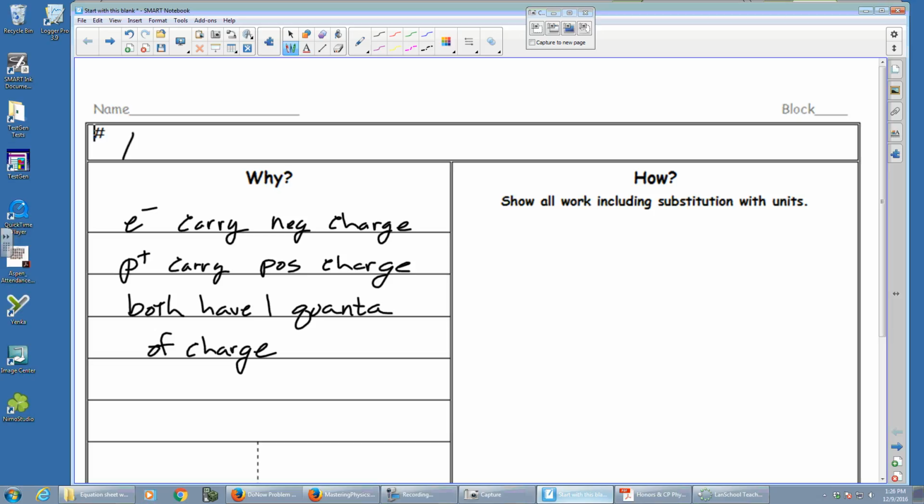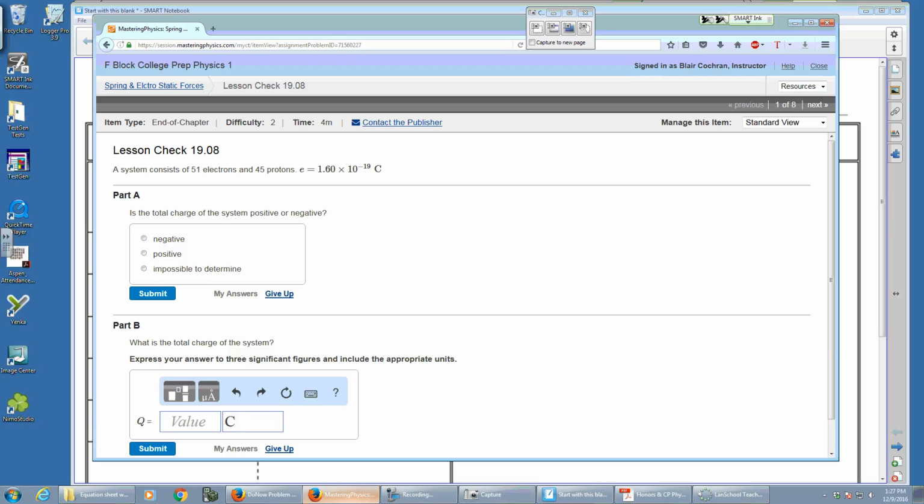And then going back to your chemistry knowledge, what if I have one electron and one proton? What's the total or net charge? 0, or neutral. What if I have 10 electrons and 10 protons? 0, or neutral. So what really matters to me is the difference in the amount of charge that I have. So if I have 51 electrons and 45 protons, let's start with the easy concept. Do I have more electrons or more protons? More electrons. How many more electrons?